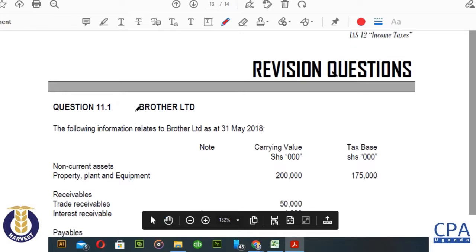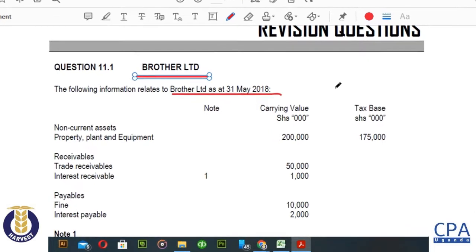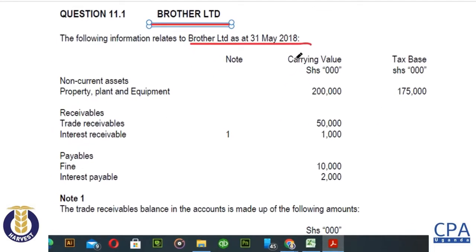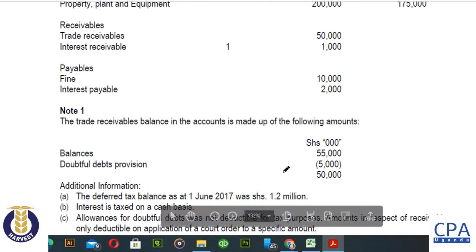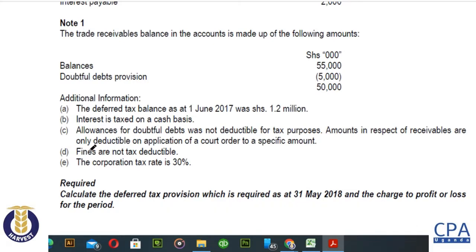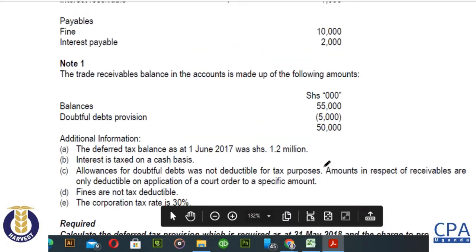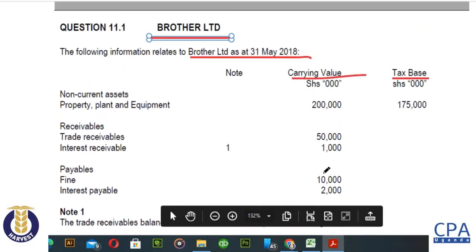So we have Brother Limited. We were given several things here. Information regarding the company for the year ended 31st of May 2018. The examiner gave us the carrying amount and the tax basis plus some information here, which I believe we have run through in our previous lecture video. So I will proceed to indicate how you shall be doing this in the exam.